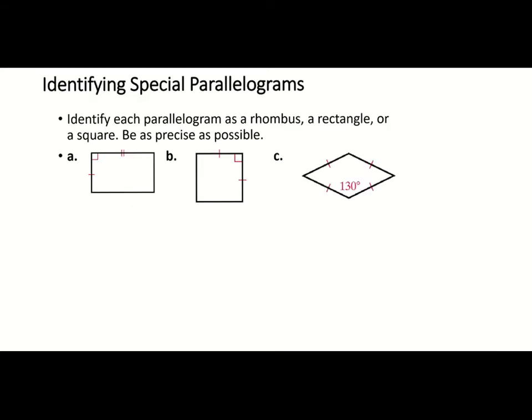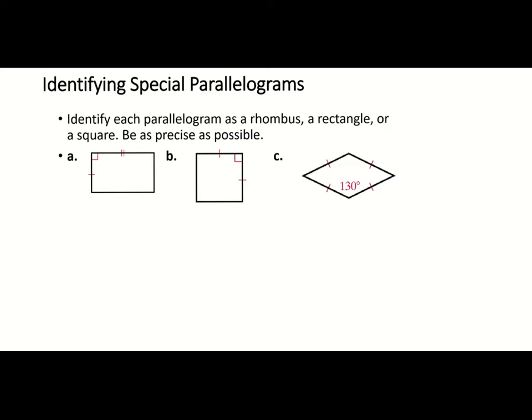All right, so here they want us to identify which parallelogram is a rhombus, a rectangle, and a square. They want you to be as precise as possible, so they want you to give the best name. Think of this: there are lots of dogs out there, so I could meet a dog and call it a dog. But if I want to be more specific, I could say that's a golden retriever. Or my neighbor has a poodle, my other neighbor has a golden retriever. So be as specific as possible. Give the most specific name that you can.